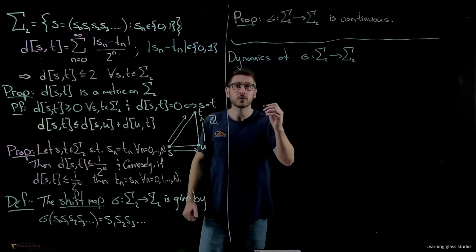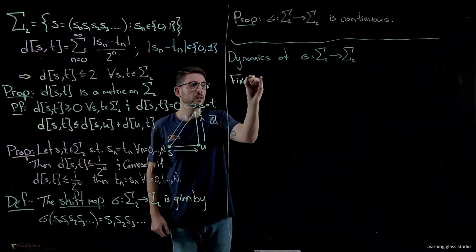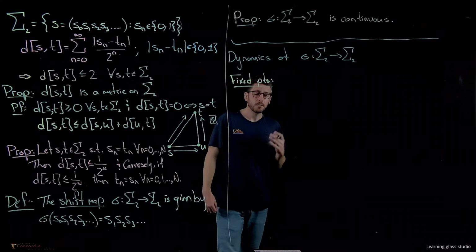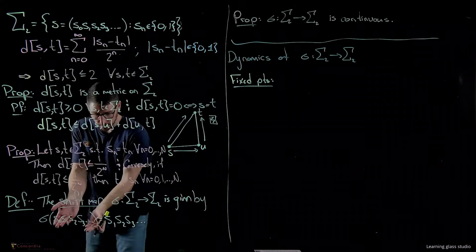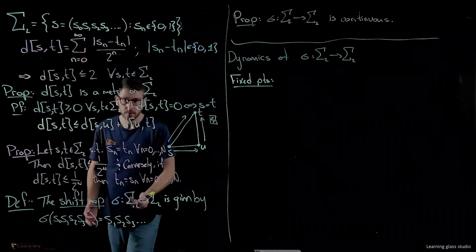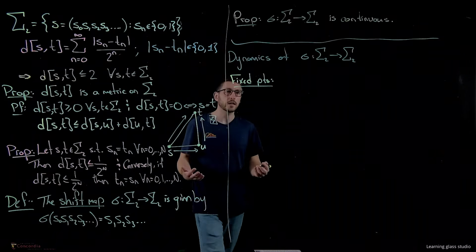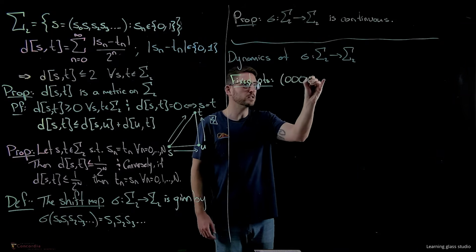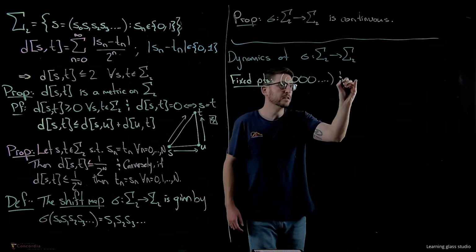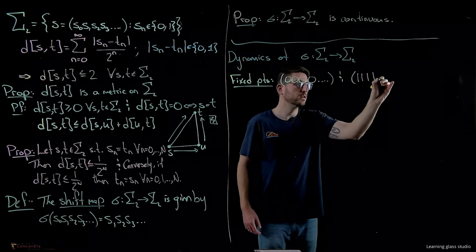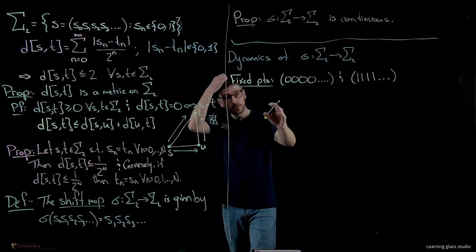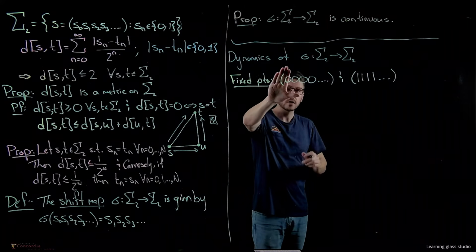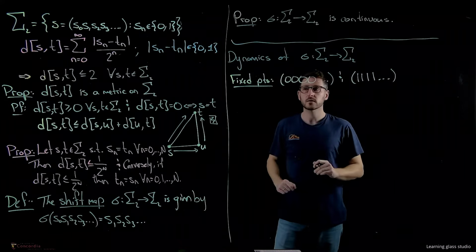The first thing I can do is look at the fixed points. What are the fixed points? Well, the fixed points are going to be a sequence that I feed in to get the same sequence out. But this should make sense to us, right? The fixed points are exactly two sequences, the sequence of all zeros and the sequence of all ones. If I feed either one of these sequences into my shift map, all I do is get rid of the first digit and I arrive at exactly the same sequence.